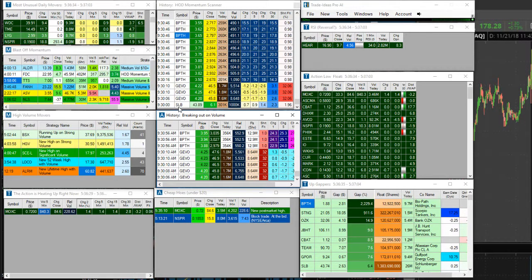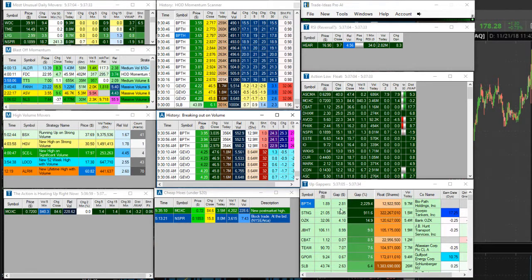Compare it to SLB, which isn't even on here. It hit the scanner, but it's not even on here. So that's why I would most likely throw that off to the side, not even worry about it. It's a little more expensive, but let's not even get into that. We're just hunting volume on this scanner.